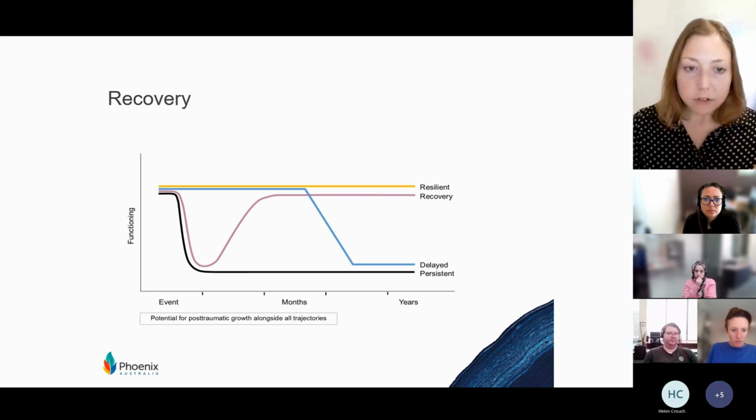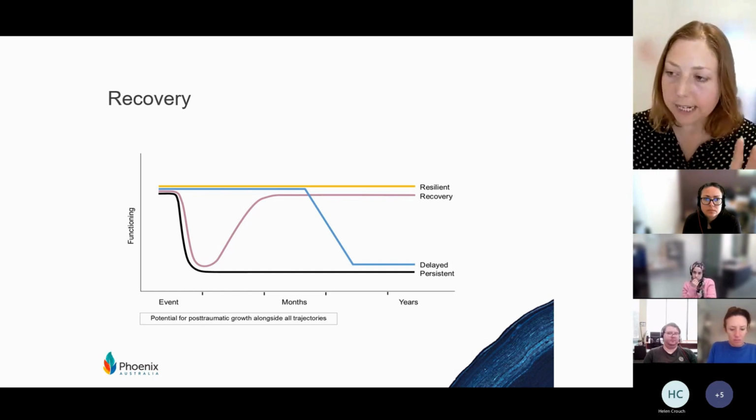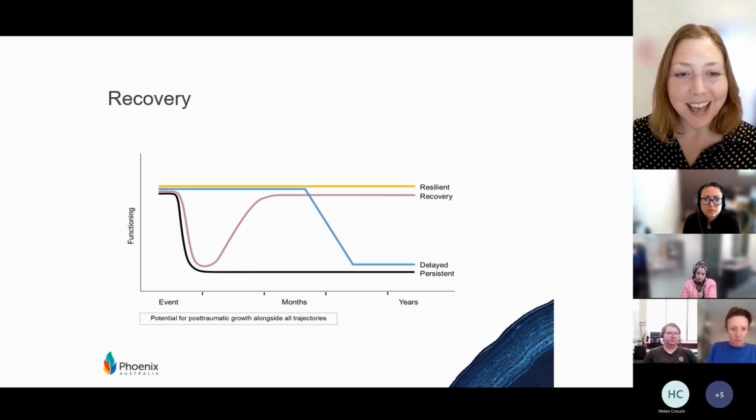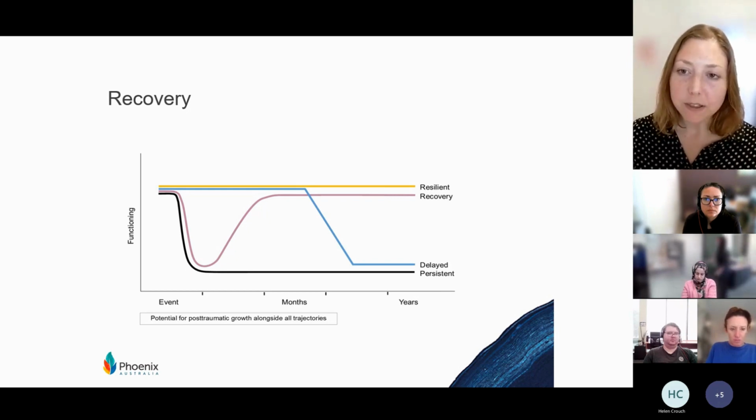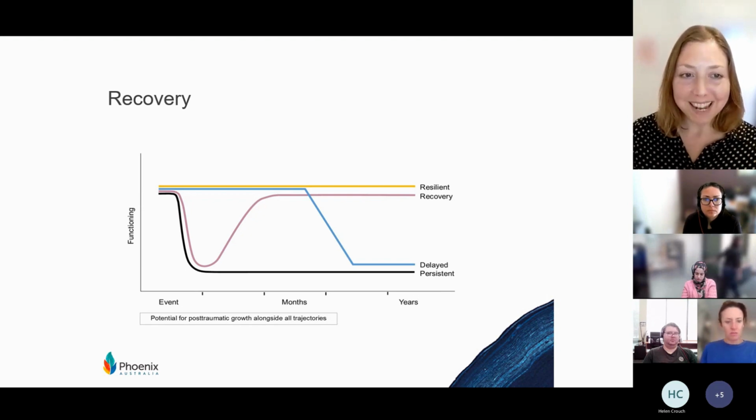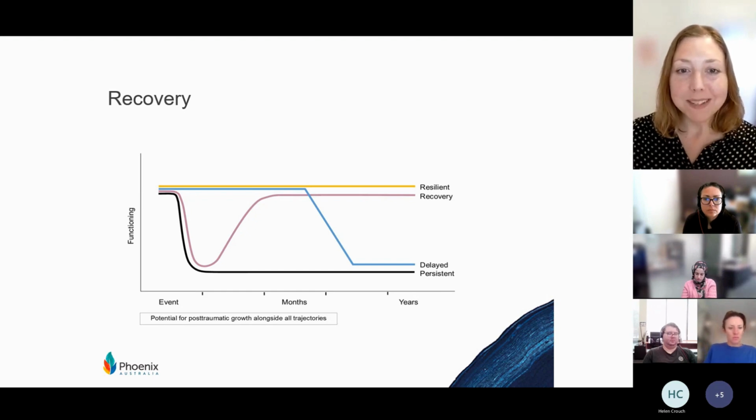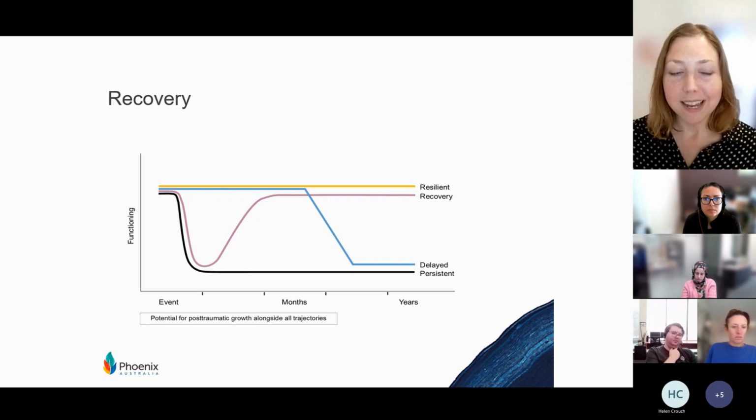So these are different recovery trajectories, and again, you don't necessarily need to know about this specifically, but just know that the majority of people who experience trauma do recover. And again, it's through support such as what you guys are doing, and connecting people with the community that can help them in their recovery.